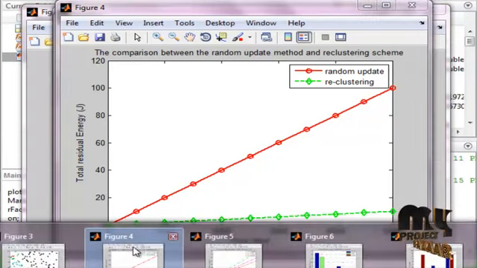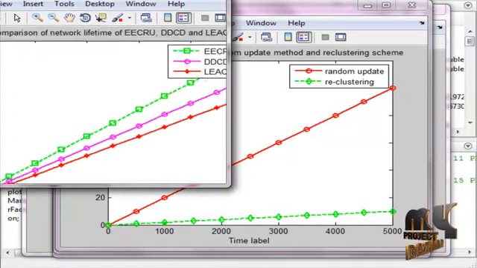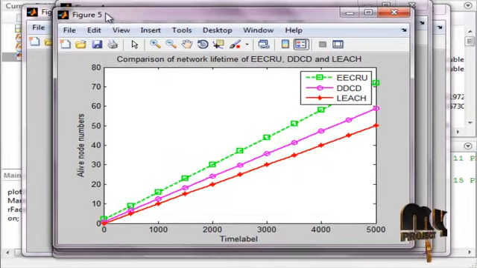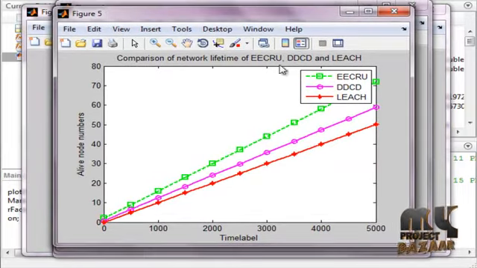The next graph shows a comparison of network lifetime of WRCU, DDCD and LEACH. The two existing results are compared with the green one, which is the proposed method. The x-axis is the time label and the y-axis is the alive node numbers, from 0 up to 80. Compared to the existing methods, our proposed method increases.